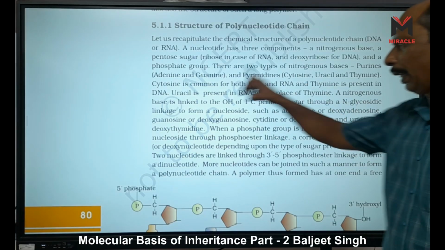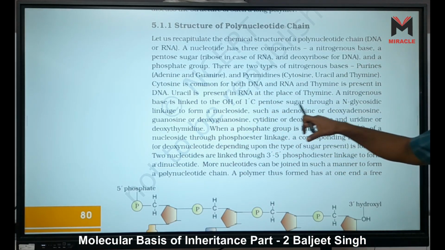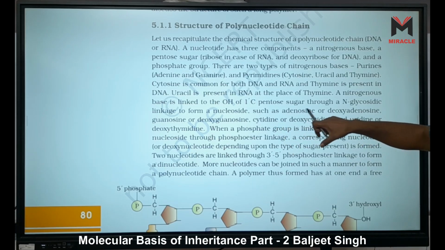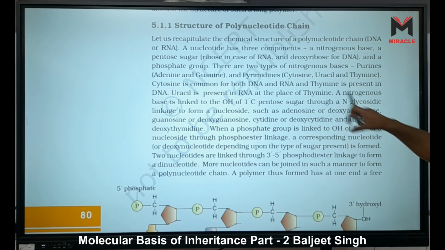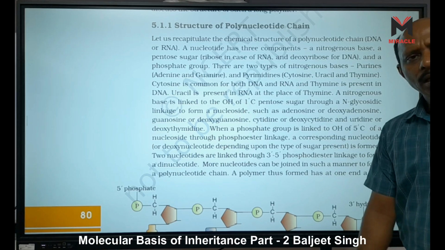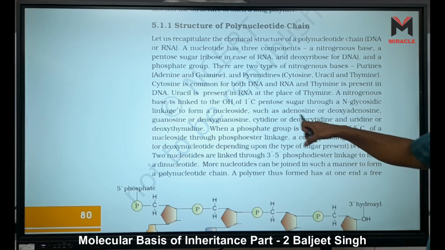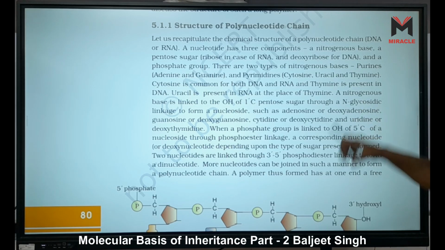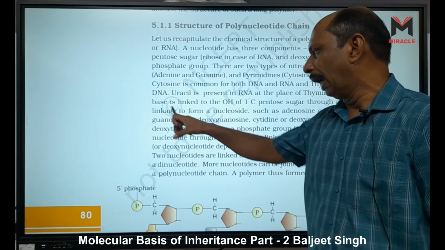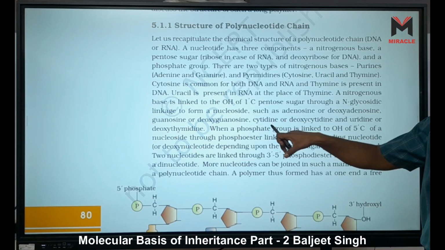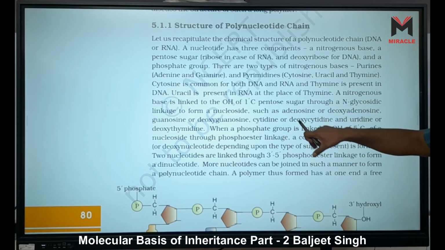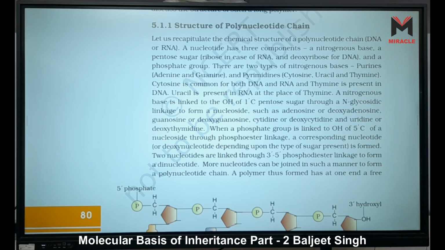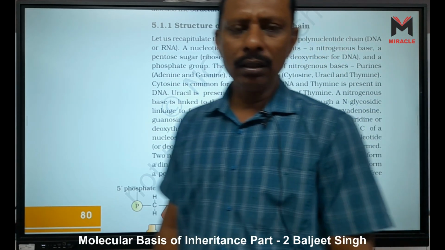Right? N-glycosidic linkage forms a nucleoside such as adenosine or deoxyadenosine. Adenosine means when the sugar is ribose sugar; it is present in RNA only. And when the sugar is deoxyribose, it is called deoxyadenosine, which is present in DNA. Guanosine, RNA, or deoxyguanosine, DNA. Cytidine, RNA, deoxycytidine, DNA. And uridine, only in RNA, and deoxythymidine, only in DNA.